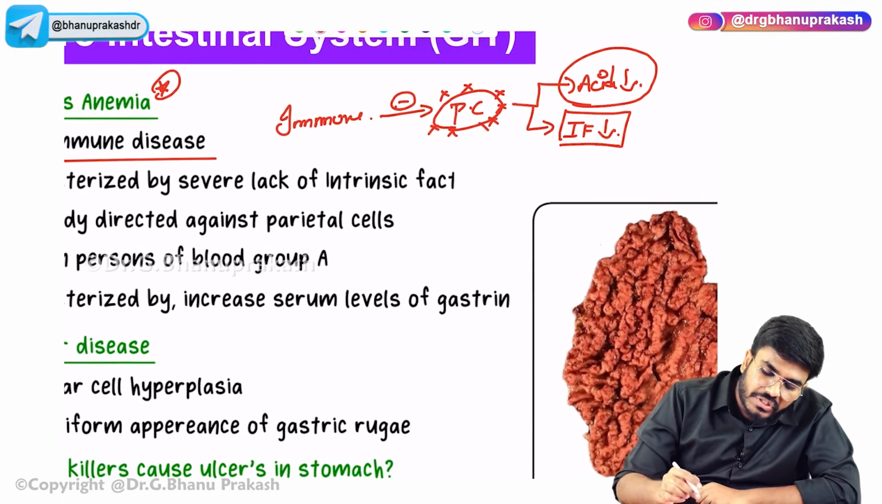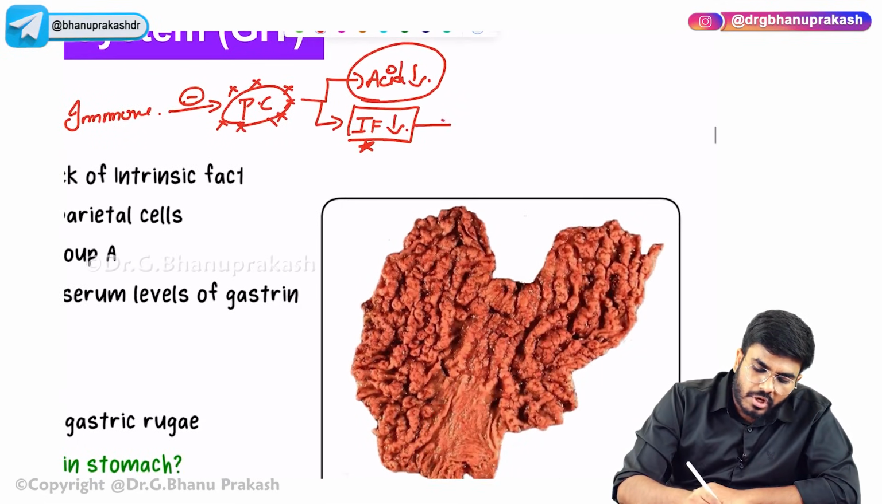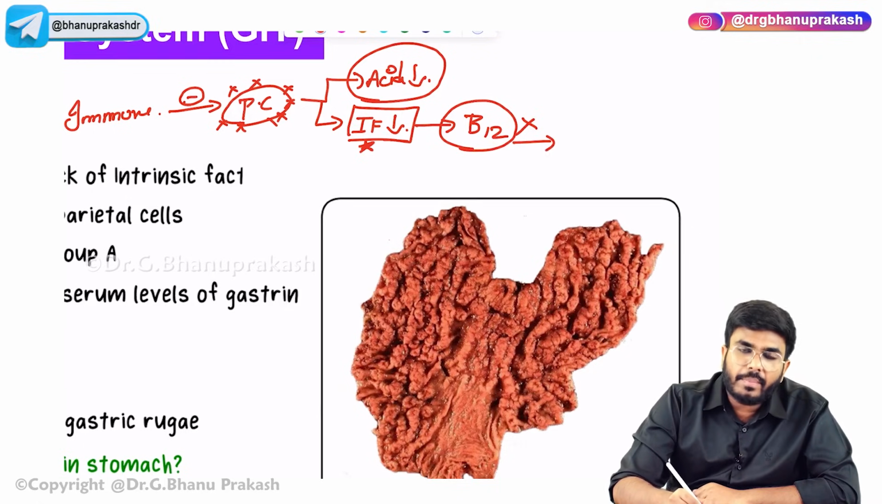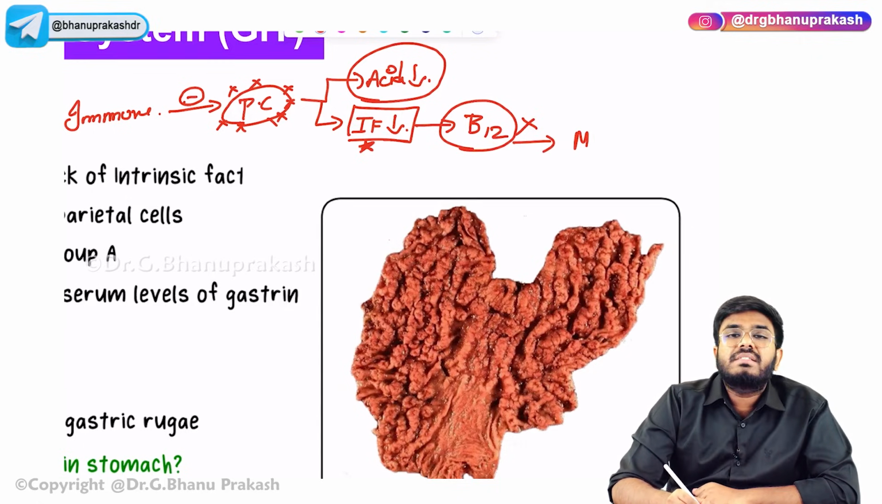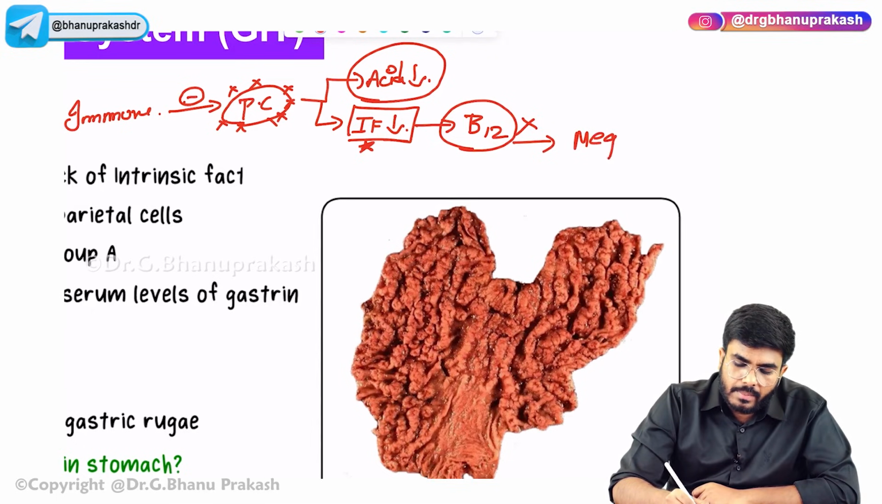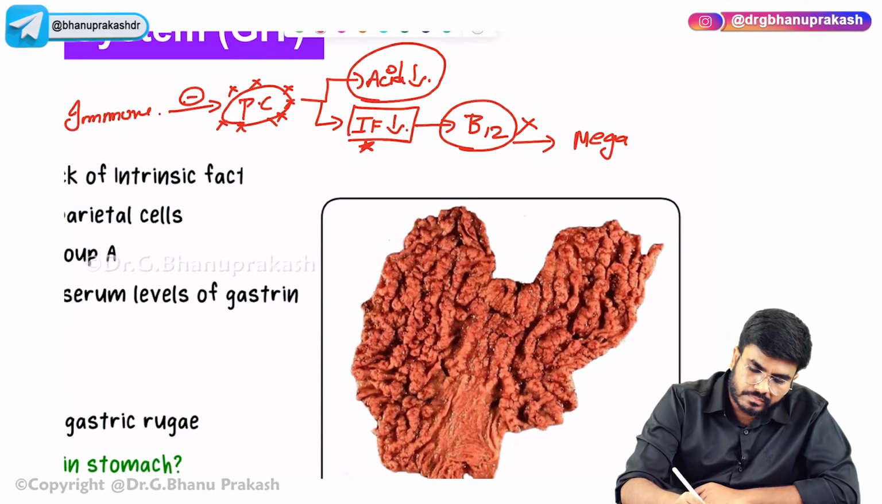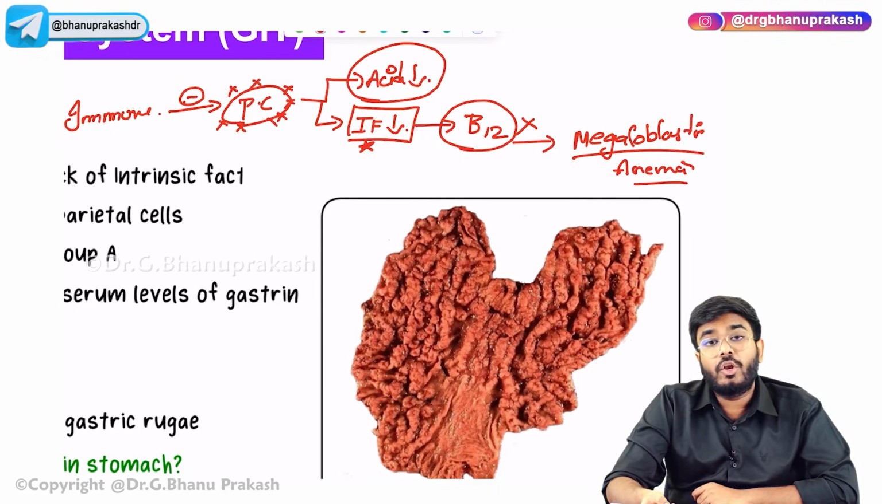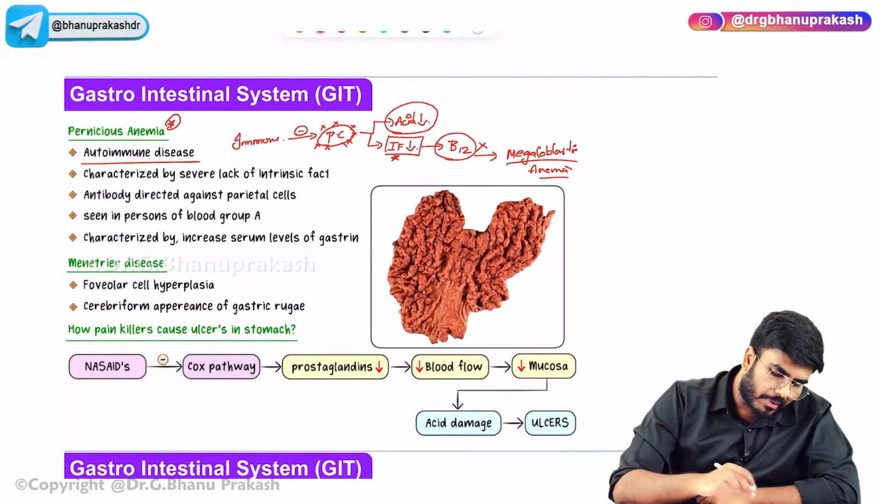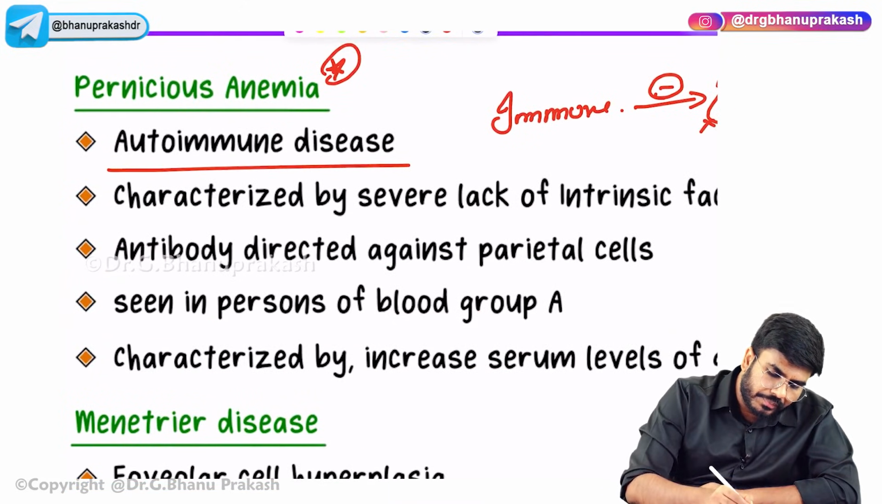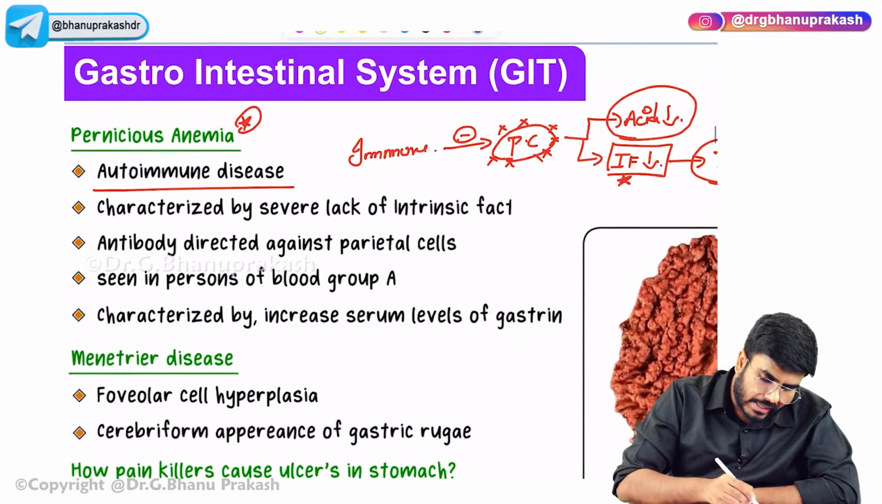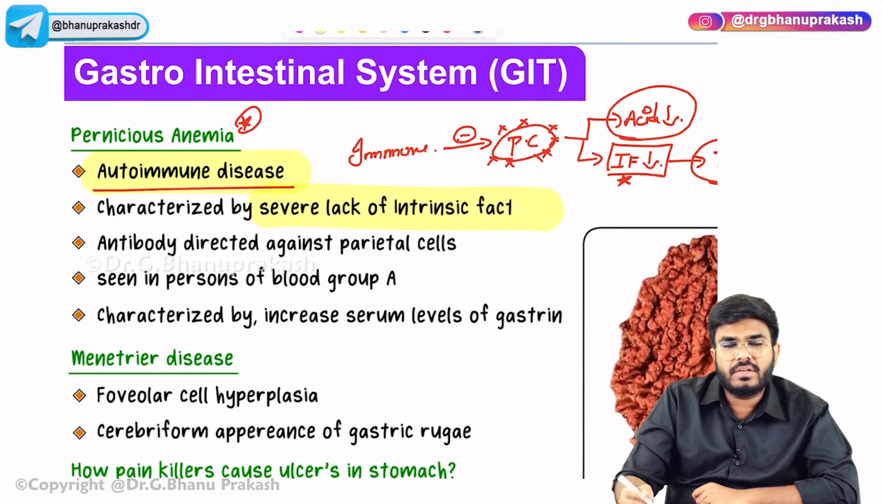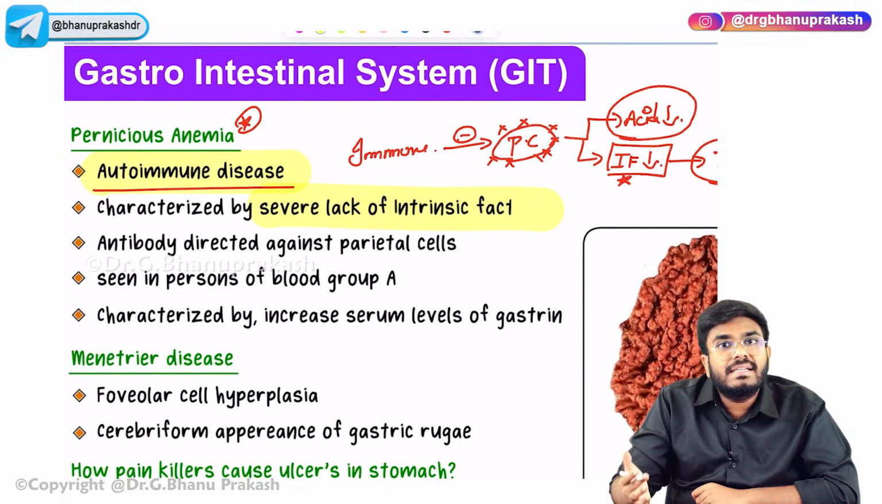Because of the deficiency of intrinsic factor, can you absorb vitamin B12 now? No. Without B12, what happens? You will develop a severe megaloblastic anemia. So vitamin B12 deficiency anemia, megaloblastic anemia, that's the problem. Look here, pernicious anemia is an autoimmune disease. It's characterized, as I have told you, by severe lack of intrinsic factor. Intrinsic factor is not there, even acid is not there.